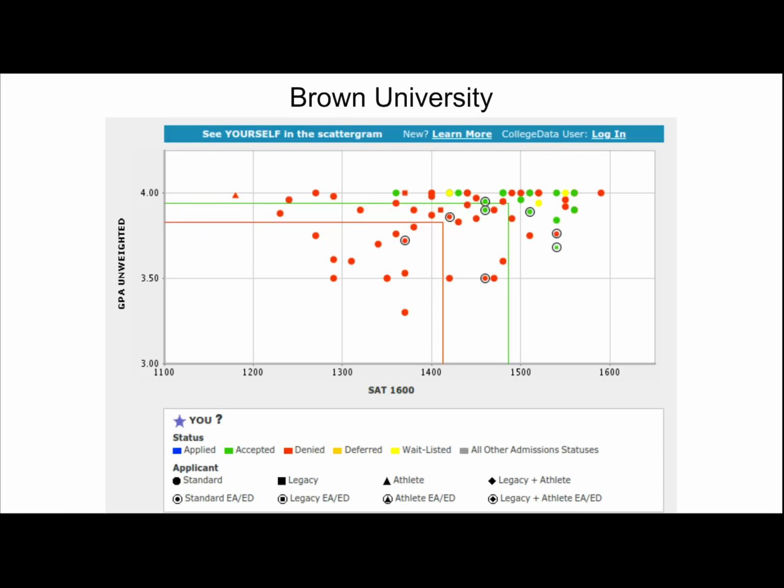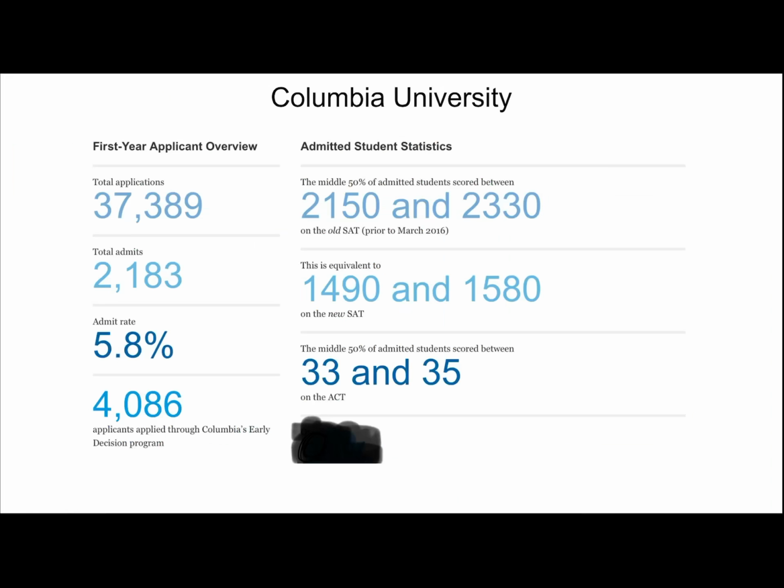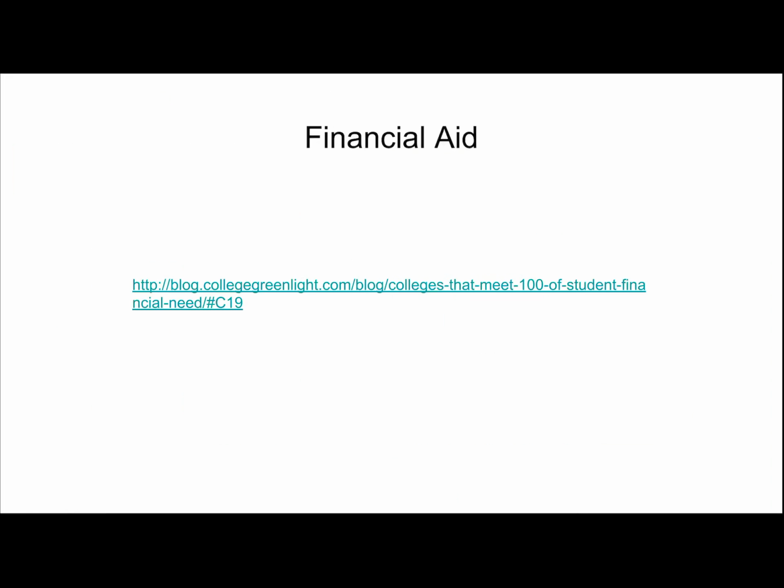You can see that the denied people, in red, have lower SAT scores and lower GPAs. You can see somebody up here who had a 4.0 GPA unweighted, which means all they did was get A's in high school, but below a 1300 SAT. So SAT is very important. Columbia, again, very good school. You can see that it says the middle 50% of admitted students scored between 1490 and 1580.